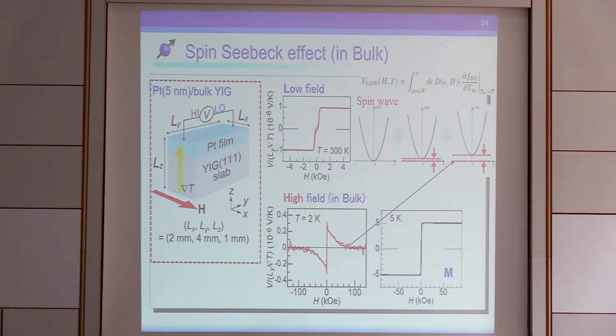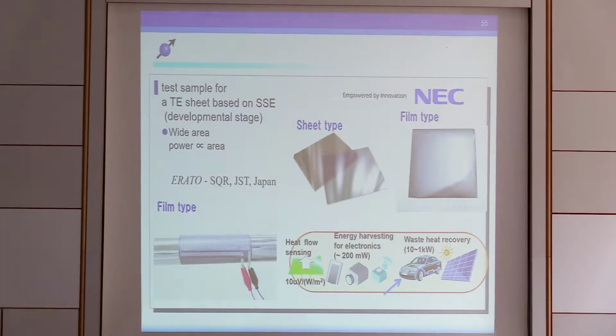By applying a very strong magnetic field, thermal fluctuation of the magnetization is completely suppressed by opening the gap in the spin wave spectrum like this. Okay, so this data shows that the spin Seebeck effect is due to the thermal fluctuation of the magnetization. So the thermal fluctuation is very fragile under a strong magnetic field. Okay, the spin Seebeck effect has a very simple structure, just a magnet, just a simple film.